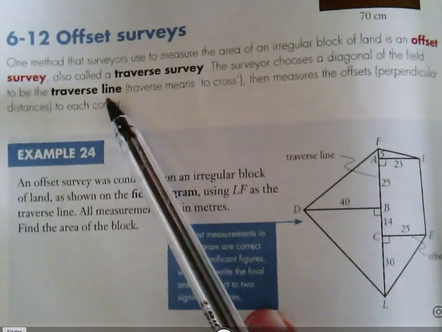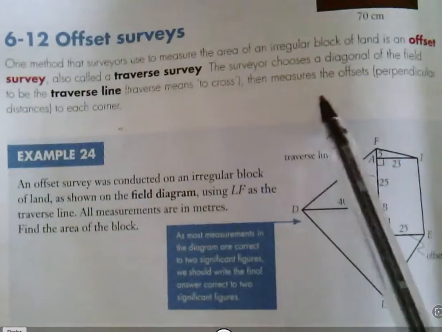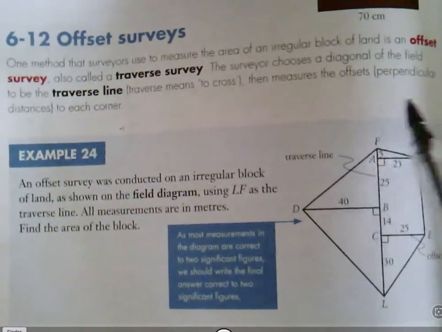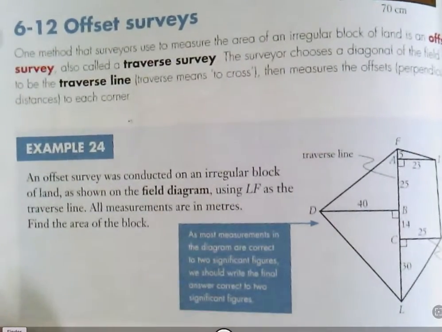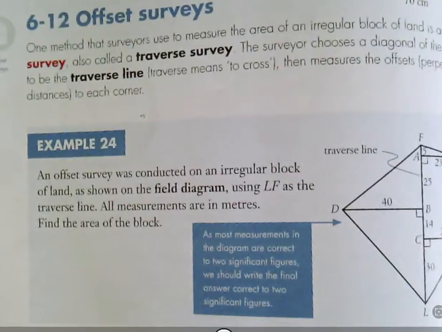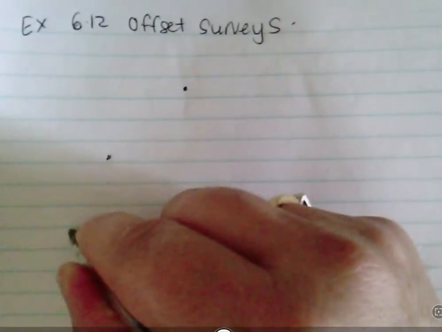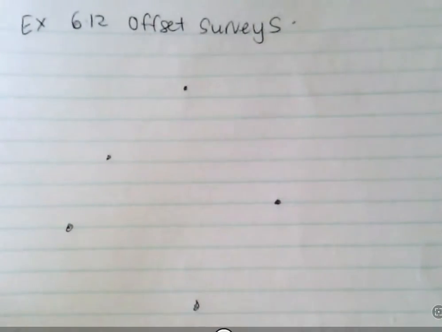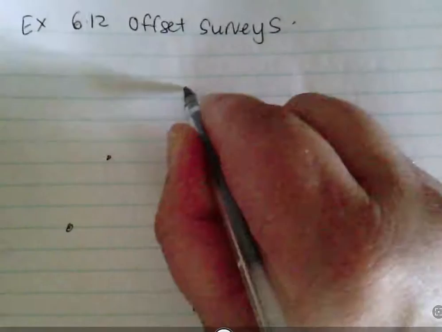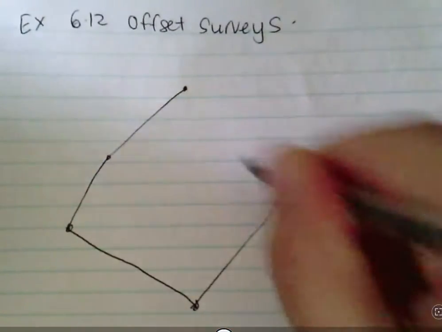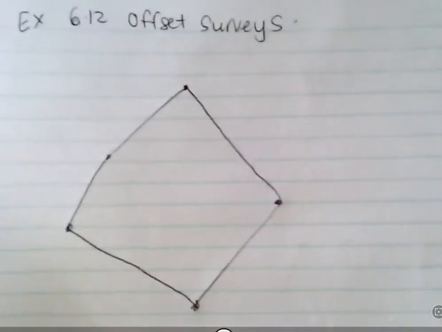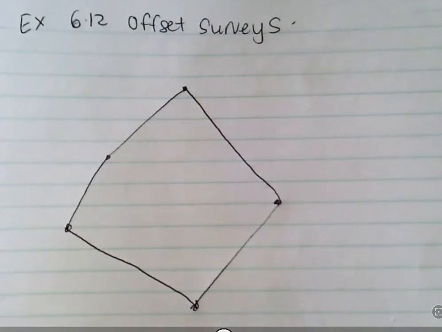So what the surveyor does, he chooses a diagonal of the field and he calls that the traverse line. Traverse means to cross. And then he measures the offsets, which are perpendicular distances to each corner. Now, that's not going to make sense to you until I show you something. Let's say that we have a block of land and it's this shape. Let's say I want to find the area of this block of land. It's an irregular shape, so this is what we use the offset survey for.